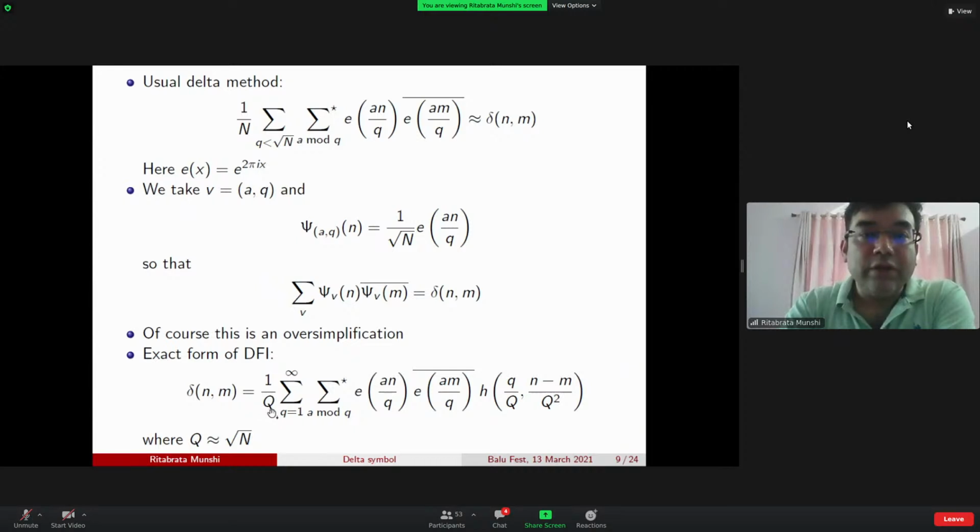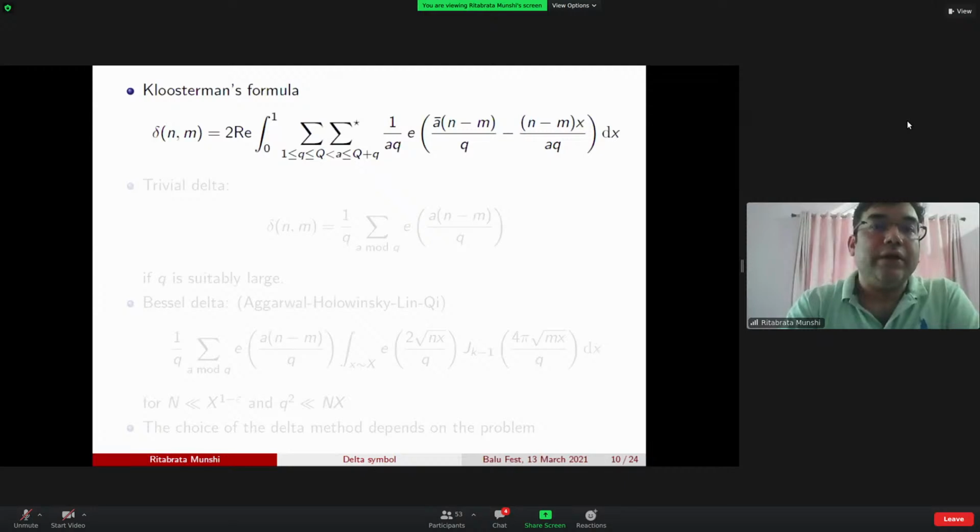In this form, you have the choice of q. You can pick q to be any integer. But if you want to kill the oscillation in this h function, then you take q to be like square root of n. Then, at least in the generic situation where small q is like capital Q, this h has no oscillation whatsoever. Okay, so this is another version of the circle method.